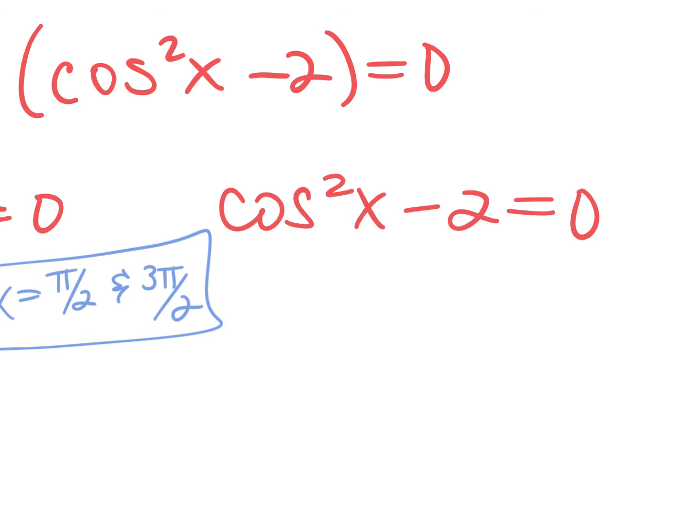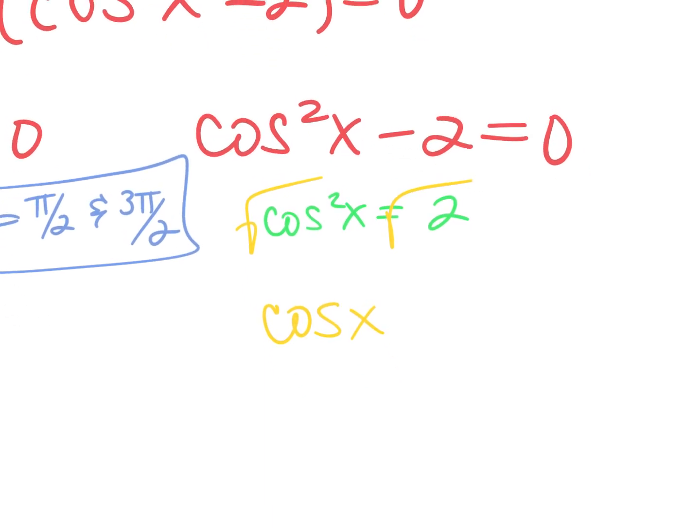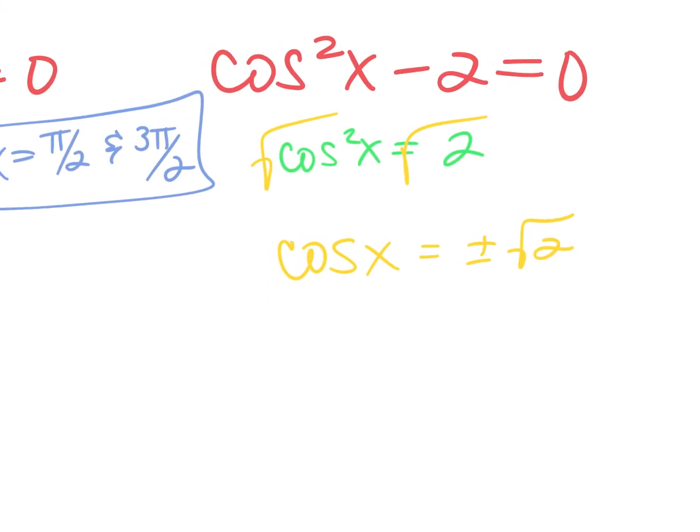Cosine squared x minus 2. What do I do? Add 2. Okay, so cosine squared x equals 2. Now what? I take the square root. So I'm looking for all of the values on the unit circle where the cosine of x is plus or minus the square root of 2. What is cosine again? X value.